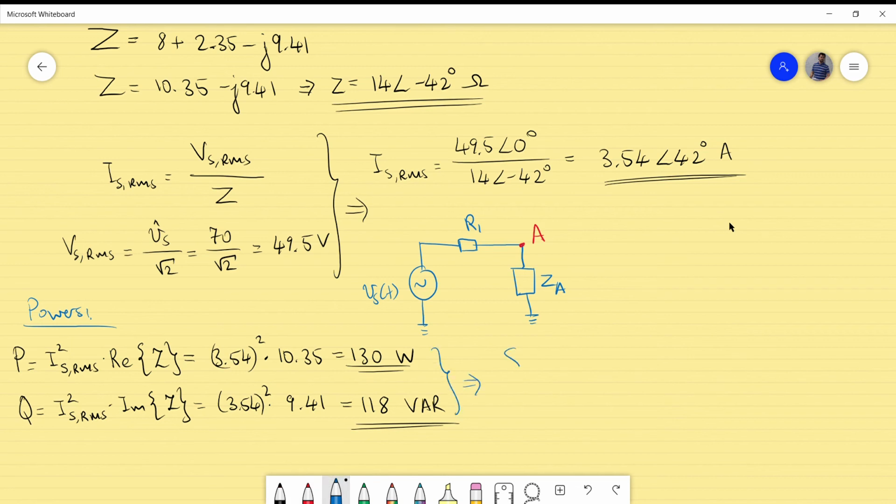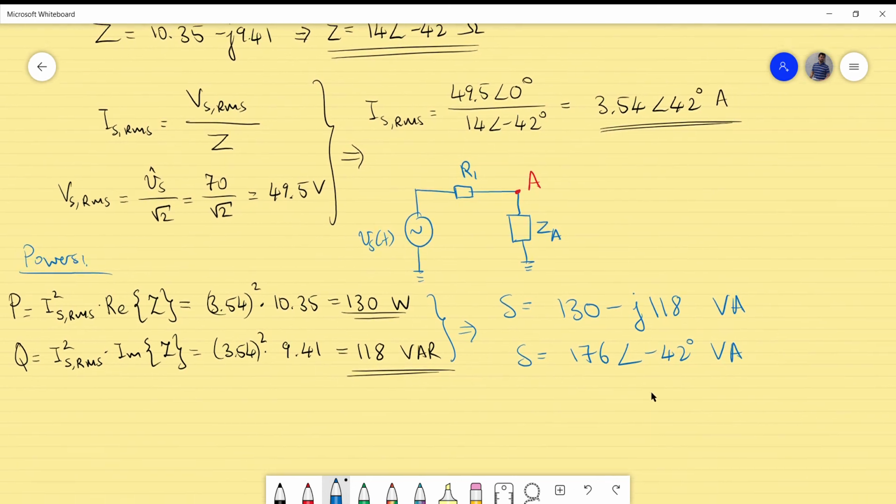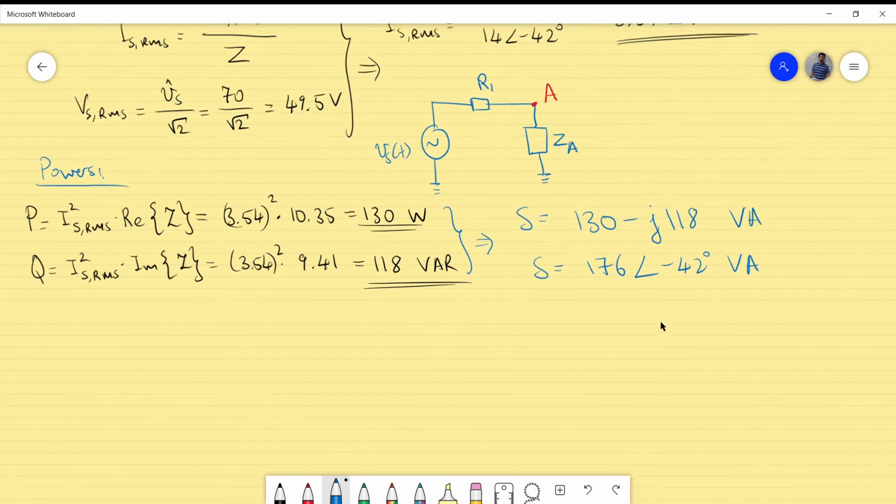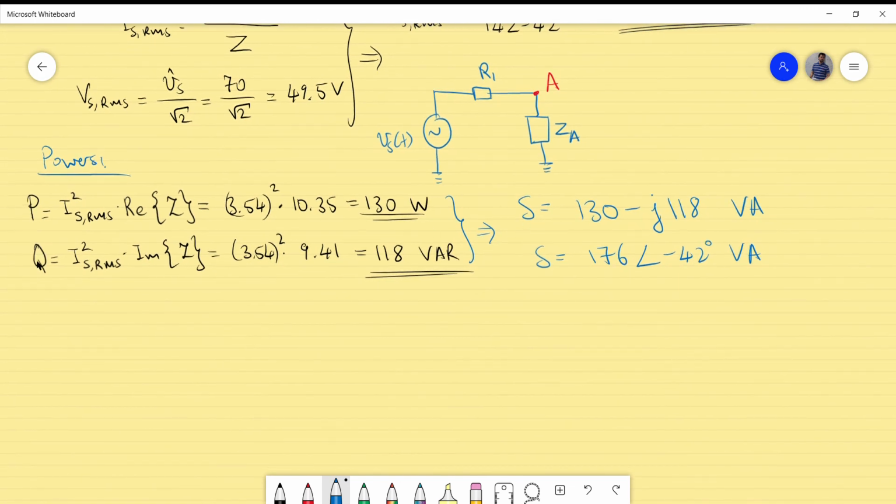Now this will give actually the expression for S. S is now 130 minus j 118 volt amperes. I know it is minus because it's a capacitive system. Now that's actually the expression for the apparent power. Let's also express this in the polar notation such that we know the amplitude. It is 176 phase minus 42 degrees volt amperes. As you know, the phase is exactly the same as for the impedance phase, which is not a surprise, of course. We already discussed this. So I know now the amplitudes for the P and the Q. I also know the amplitude for the S, which is 176 volt amperes.